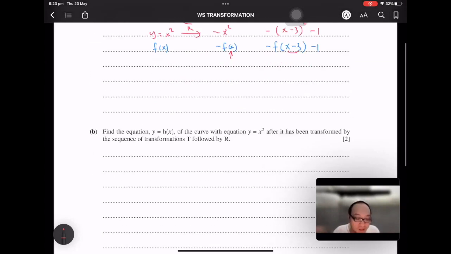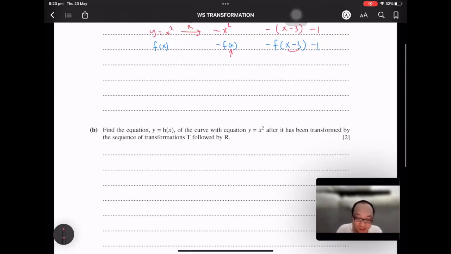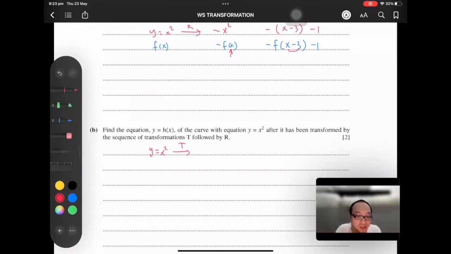B, find the equation of h(x) of the curve with equation y equals x squared after it has been transformed by the sequence of transformations T followed by R. So first we do the translation first. So y equals x squared, under transformation T, it will become, so we translate by (3, -1).